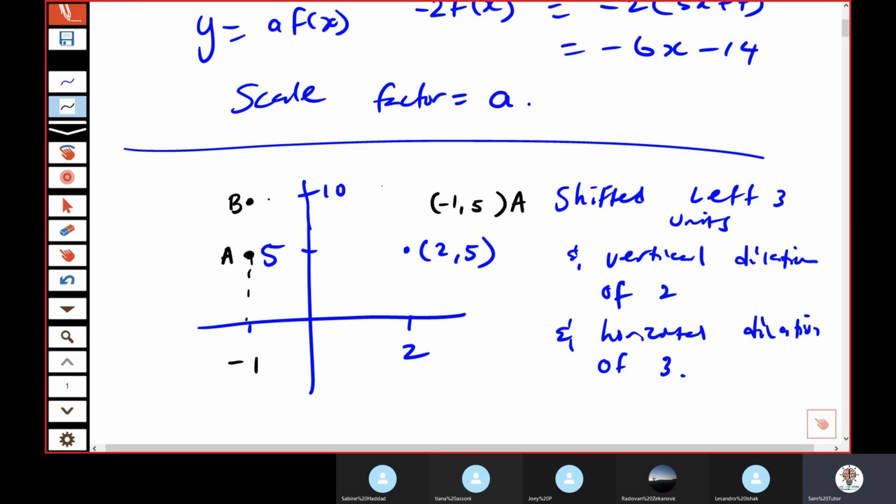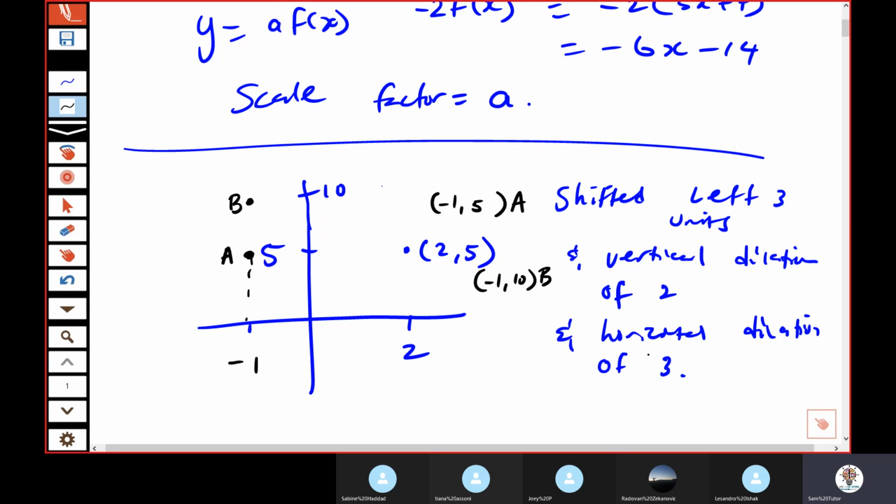Okay, so that's B. Let's write that. B is -1 and 10. And last one, there's a horizontal dilation of 3. What does a horizontal dilation do? It changes the x values. By what? By a third, because horizontal dilations are going to be reciprocals. Does that make sense? Yeah.